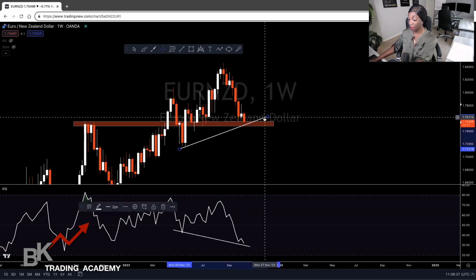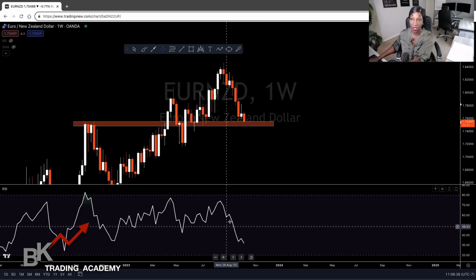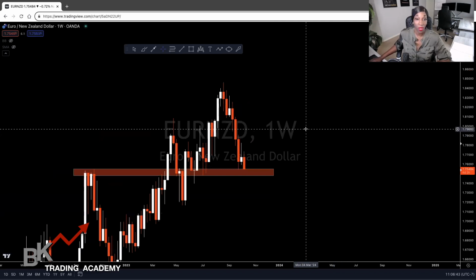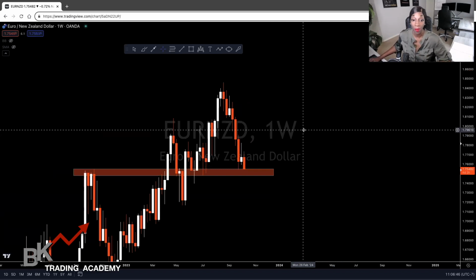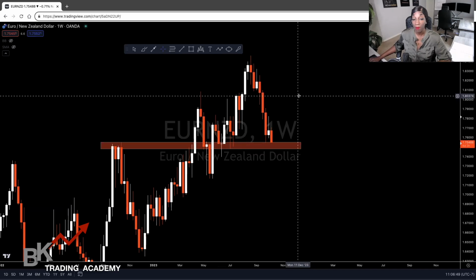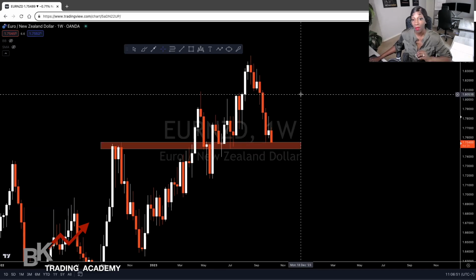Okay, let's say if you don't understand divergence and we don't want to use divergence, right? Let's say if we want to use something else. What about if we wanted to use something like a double bottom or a double top? In this case, since we have an uptrend, we will look for potentially a double bottom.